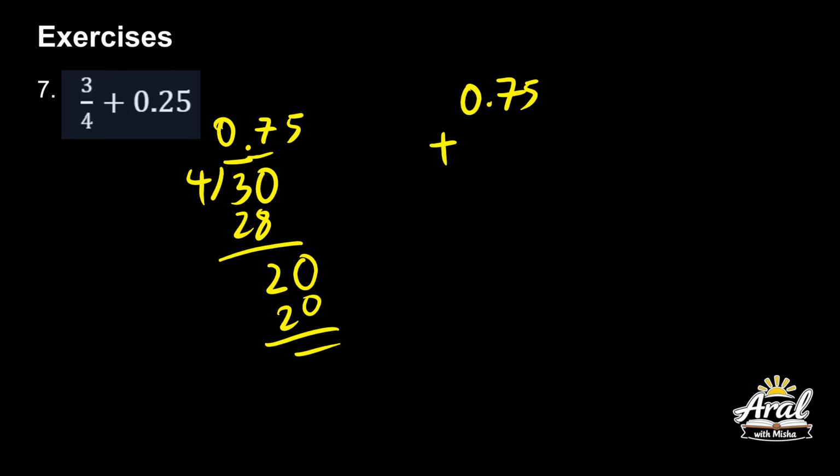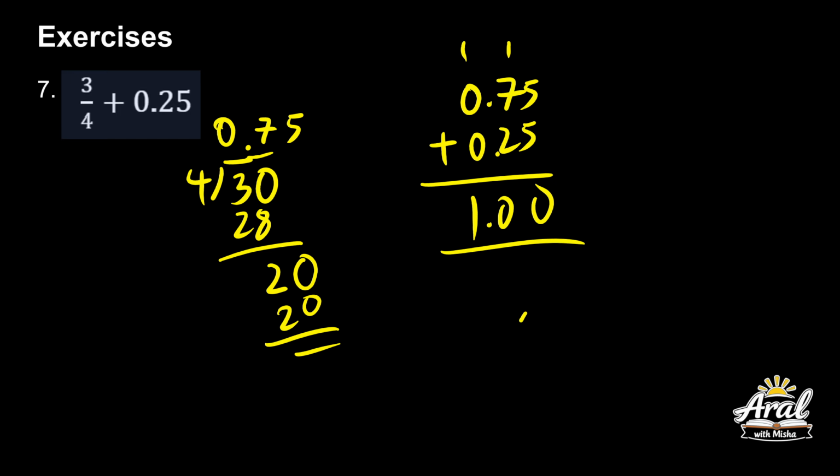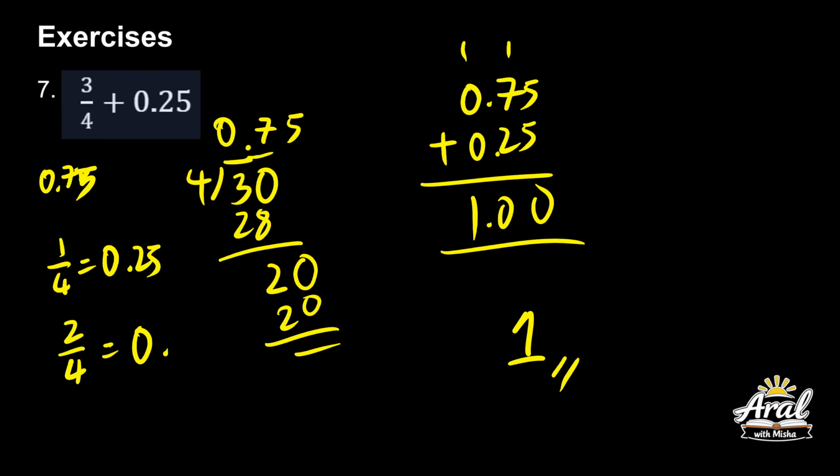0.75 plus 0.25 is equals to 5 plus 5. That's 10. 11 plus 2, 9, 10. That's actually 1. Okay? Your final answer is 1. Pero kung kabisado nyo na, 3/4 is actually 0.75. 1/4 is actually equal to 0.25. 2/4, that's 1/2, 0.5. Diba? Kung 3 over 4, so that's 0.75. Kung kabisado nyo na, huwag nyo nang gawin itong long division. Kita naman eh. Okay?